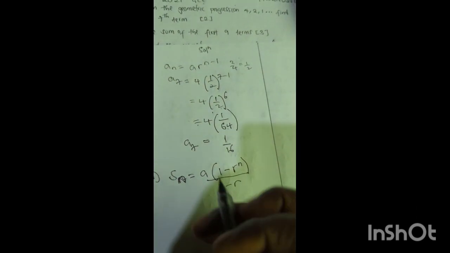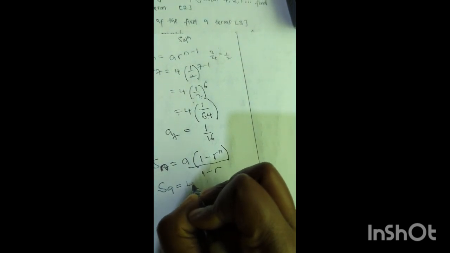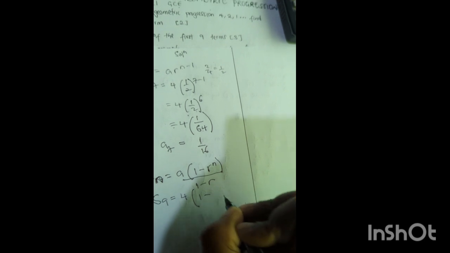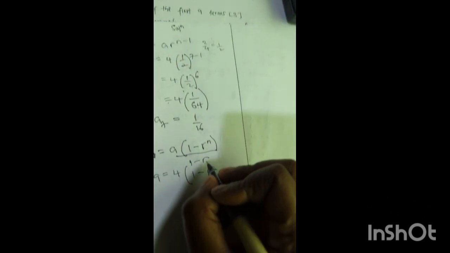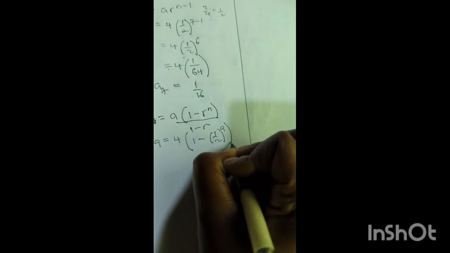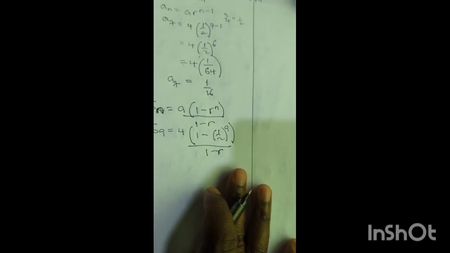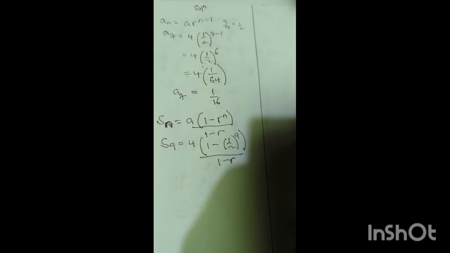We're looking at the sum of the first 9 terms, meaning our n is 9. So the sum of the first 9 terms is given by: what is a? 4, times (1 minus r, where r is half, to the power 9) over 1 minus r. As I earlier indicated in the first video, you can get up to this level, but how to punch it is the problem for most people. So it's better you punch step by step.